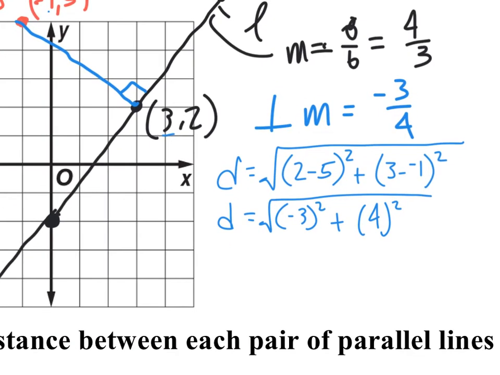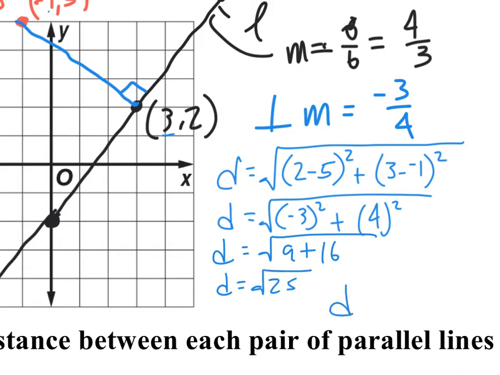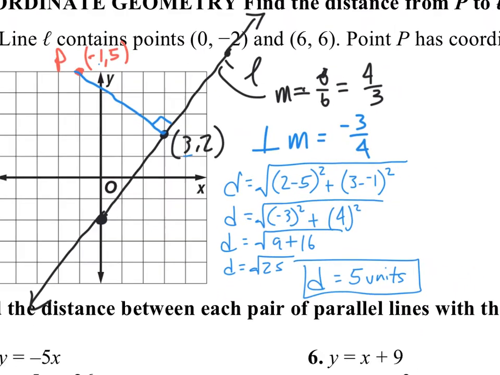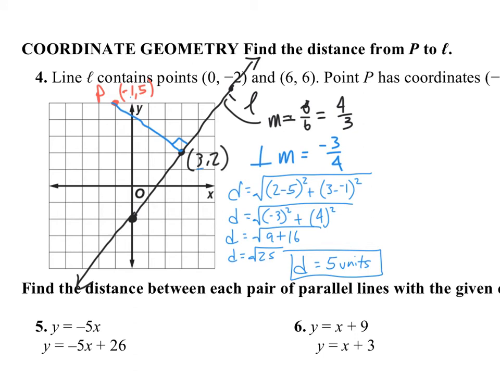Okay, and so then our distance is equal to the square root of 9 plus 16. So our distance is equal to the square root of 25, and so our distance that we're looking for is 5 units. Okay, so pretty standard stuff on this. But again, it just takes a little bit of thinking, okay, what are we doing? How would we do that? And a lot of it is just your ability to find these points and go from there.